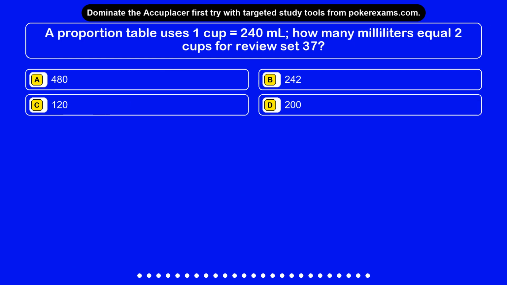Question 5. A proportion table uses 1 cup equals 240 ml. How many milliliters equal 2 cups for review set 37? Option A, 480. Option B, 242. Option C, 120. Option D, 200.